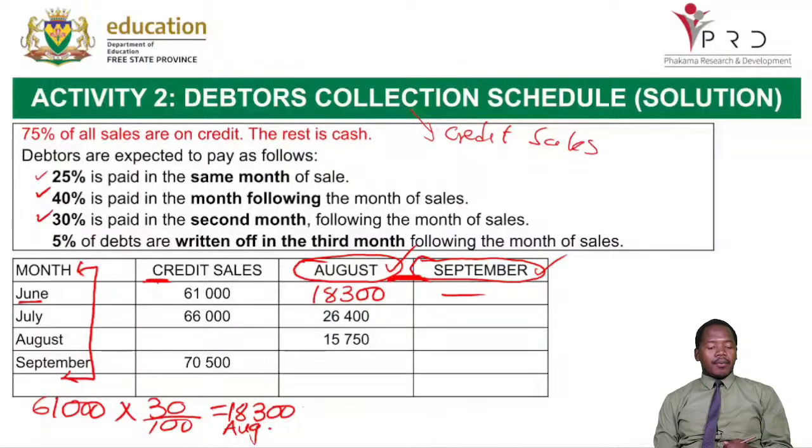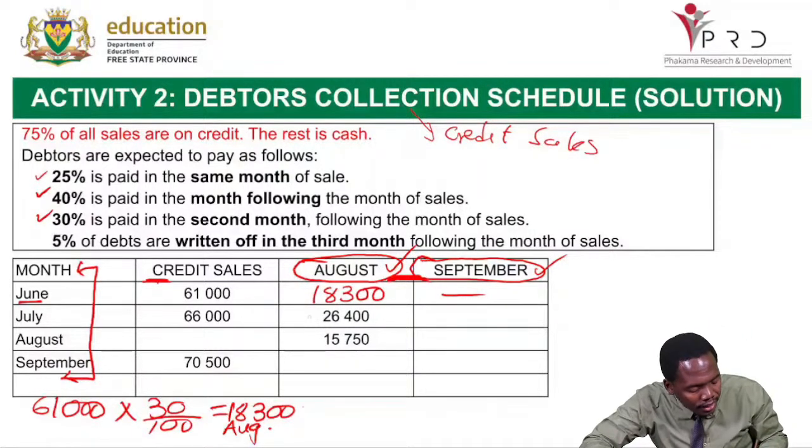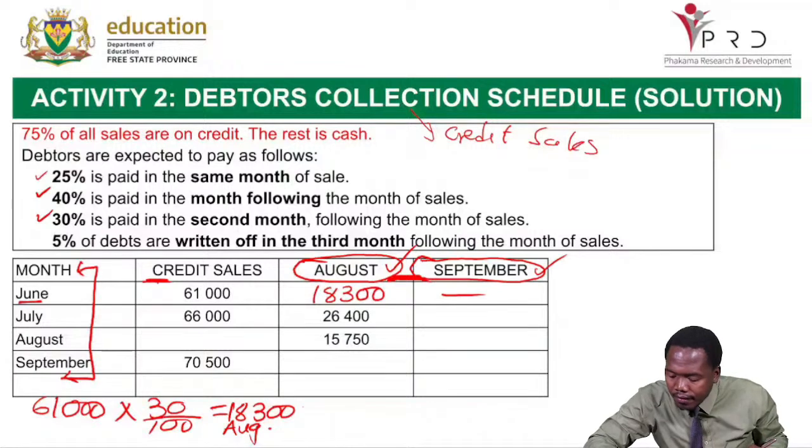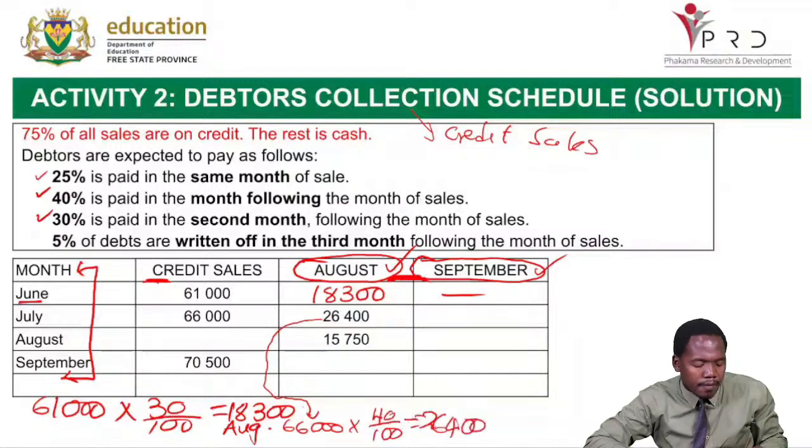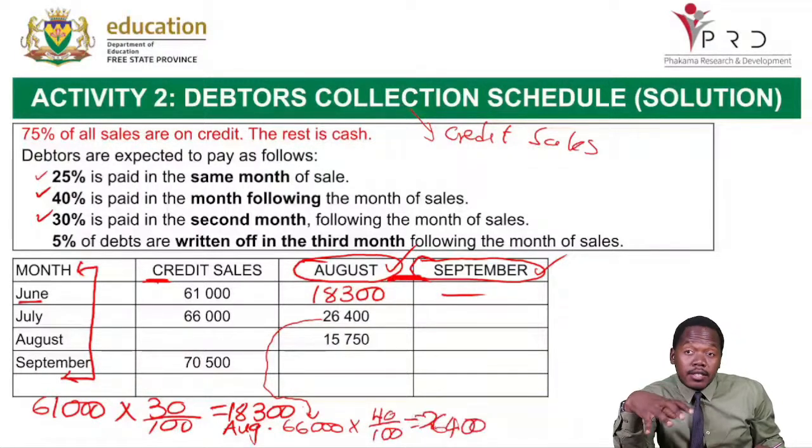For July, when we start collecting, we start in July, which would be 25%. We don't have July. We collect 40%. How did they get the 26,400? They've said 66,000 multiplied by 40%. So to get this amount, they've said 66,000 multiplied by 40 over 100. Then they got 26,400. Now, we're moving on. That is already recorded.